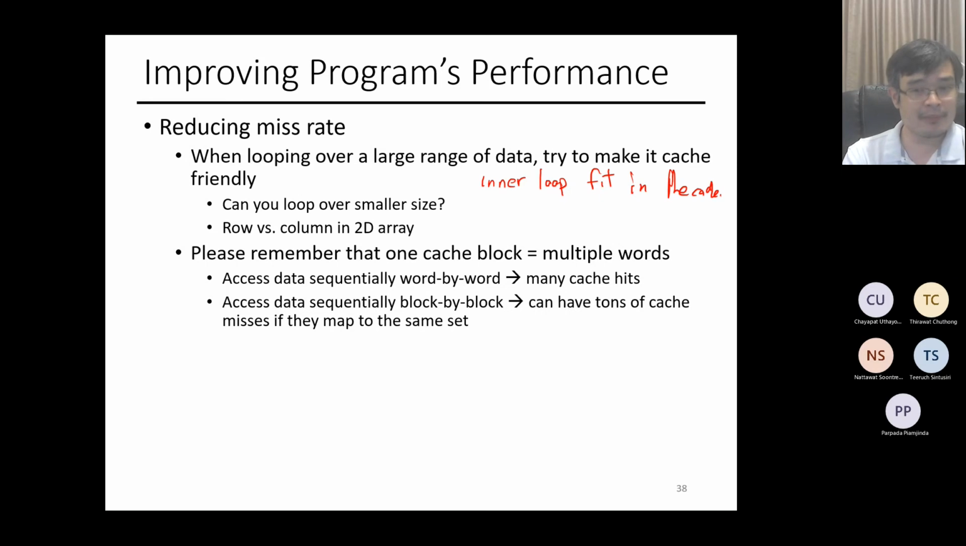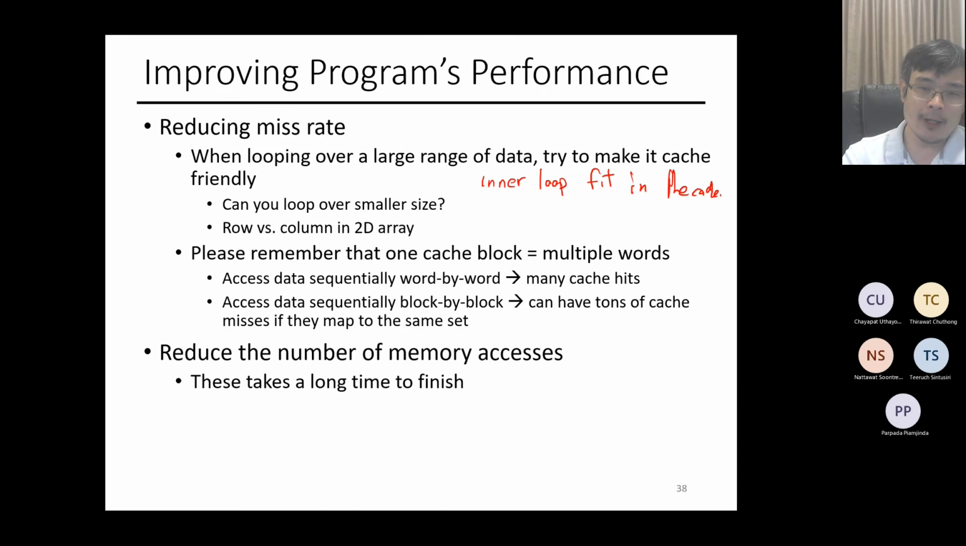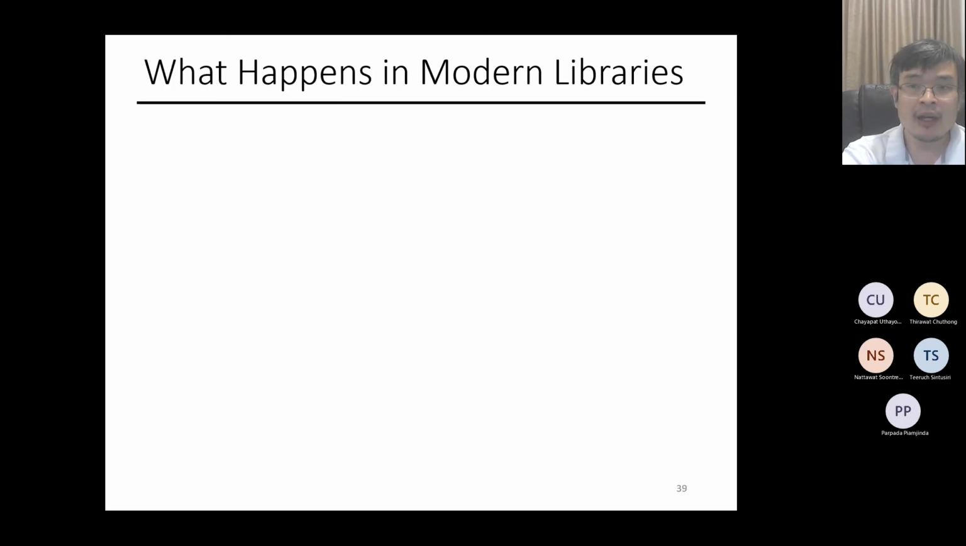Also, please remember that one cache block is multiple words of data. So if you access data sequentially, you have a lot of cache hits. But if you go block by block by block, then you might have a lot of cache misses, right? You can reduce the number of memory accesses, because memory access takes a long time, right? So you can change the algorithm to use a lot more compute, do a lot more adds, but it's cheaper compared to going to the memory.